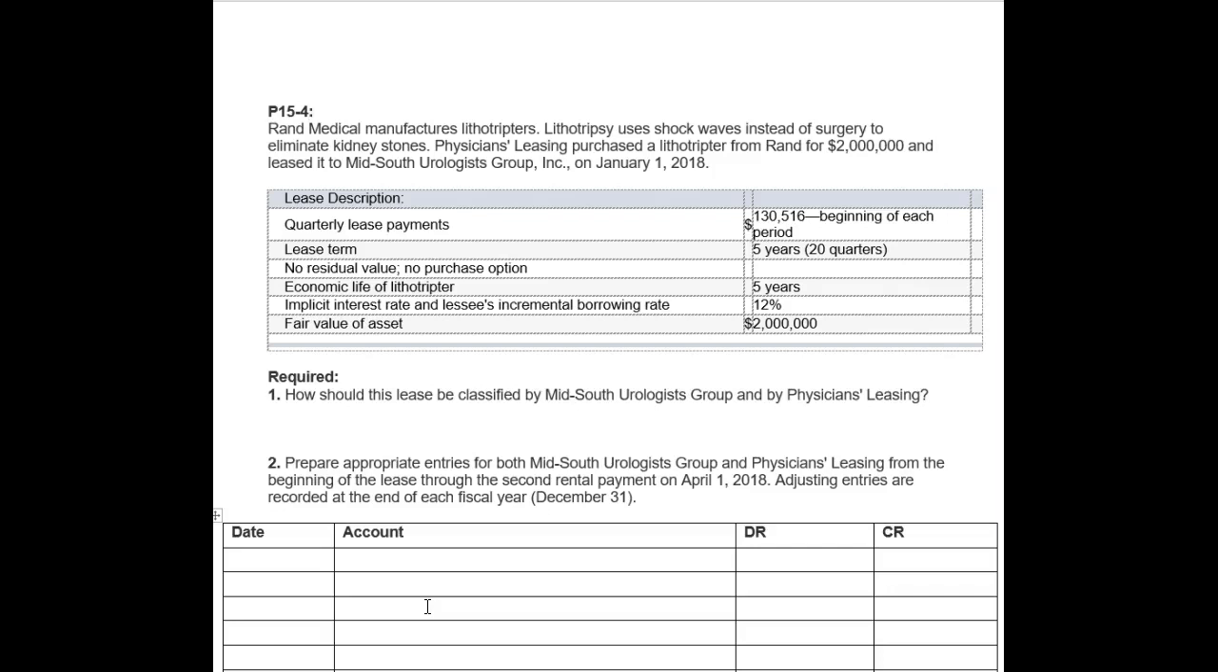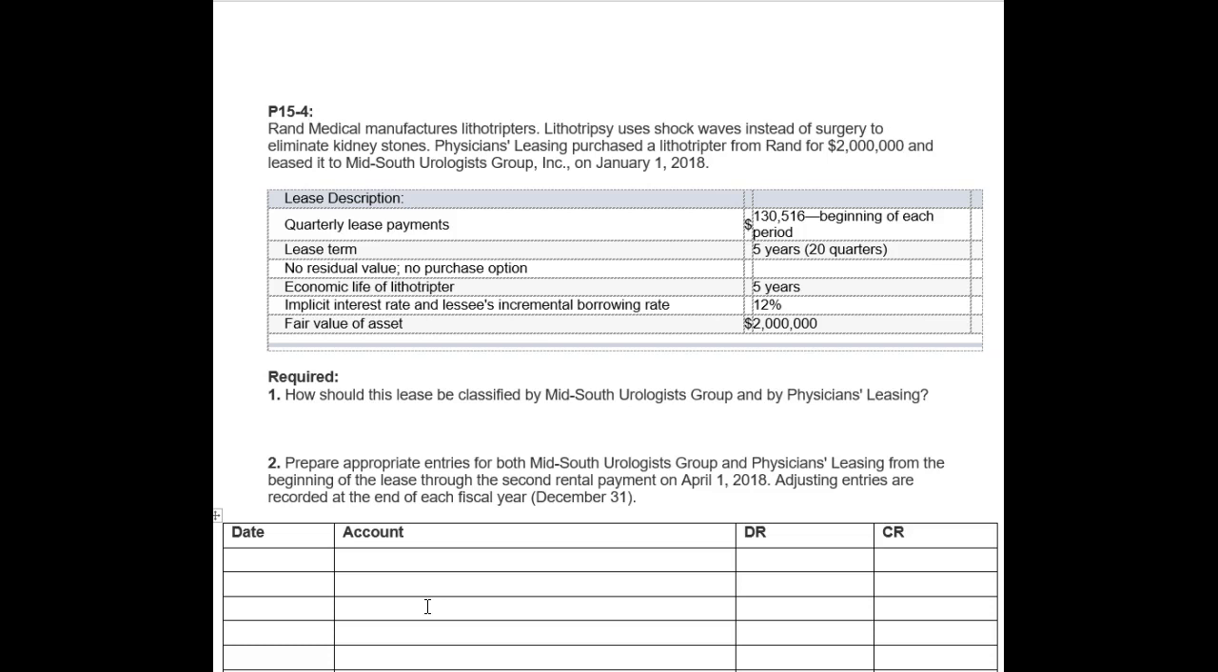Let's look at an example of a finance lease from both the lessee and the lessor's perspective. Rand Medical manufactures lithotripters. Lithotripsy uses shock waves instead of surgery to eliminate kidney stones. Physicians Leasing purchased a lithotripter from Rand for $2 million and leased it to Mid-South Urologist Group, Inc.